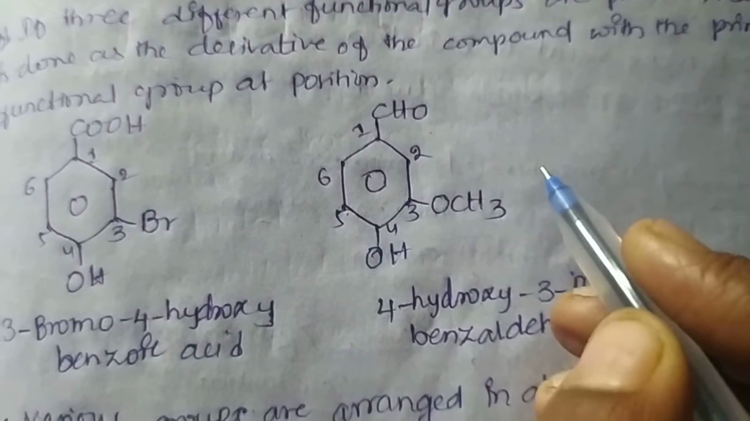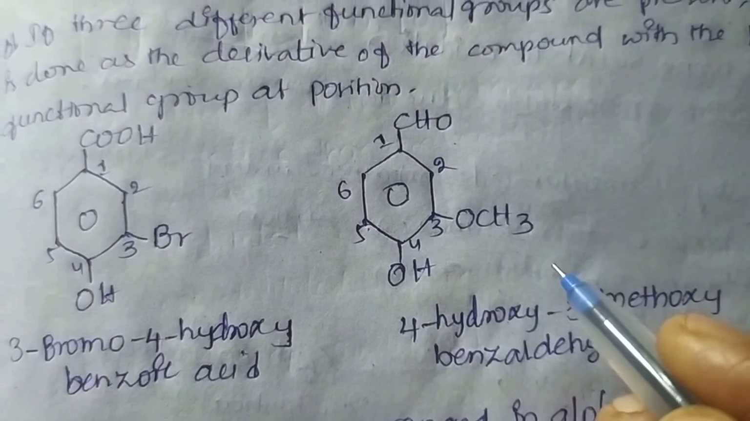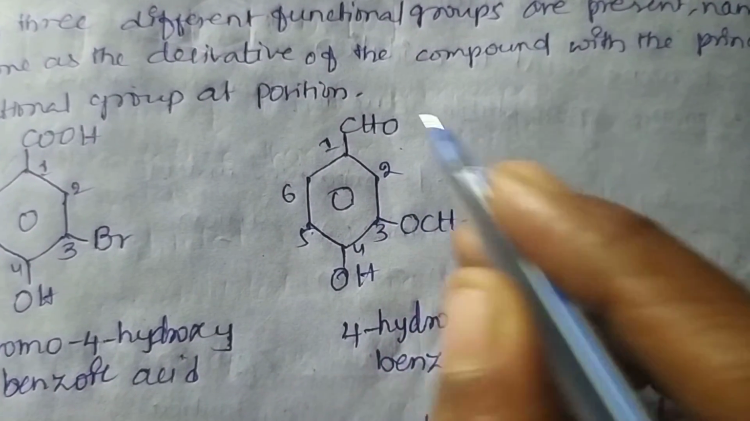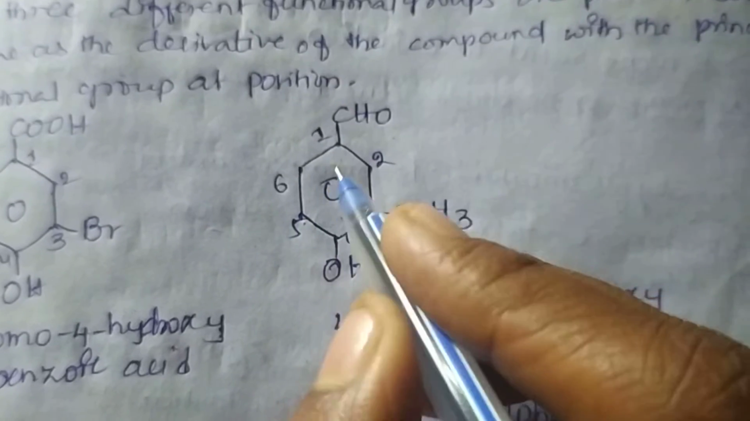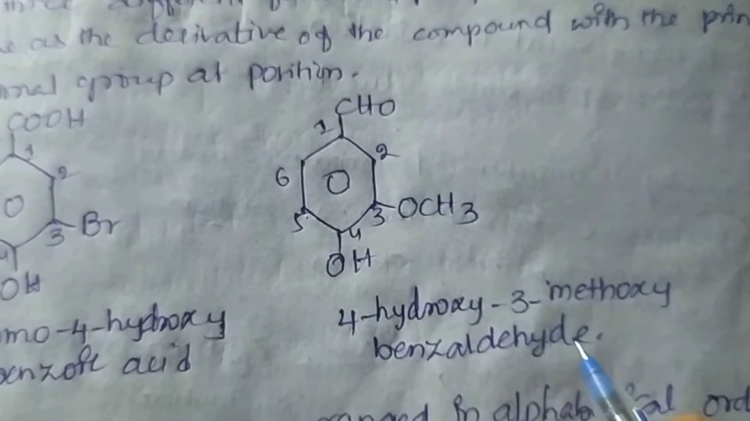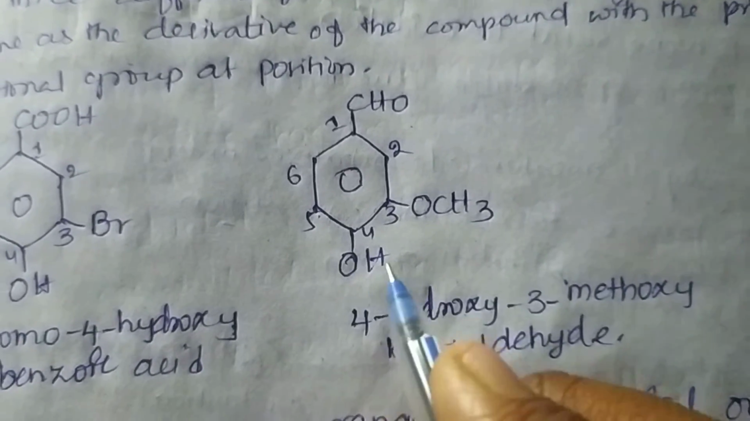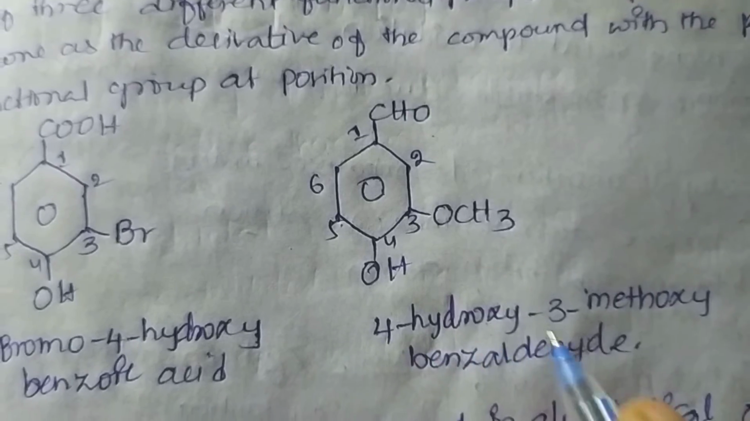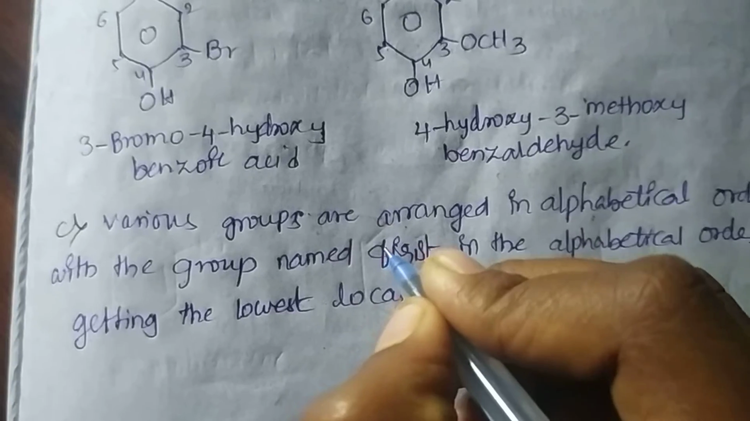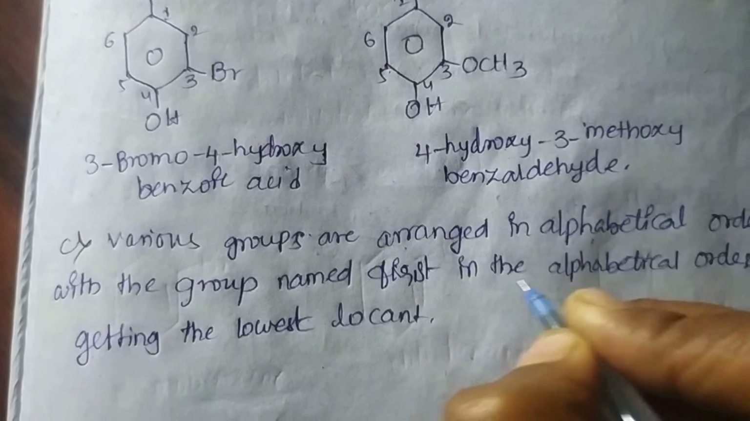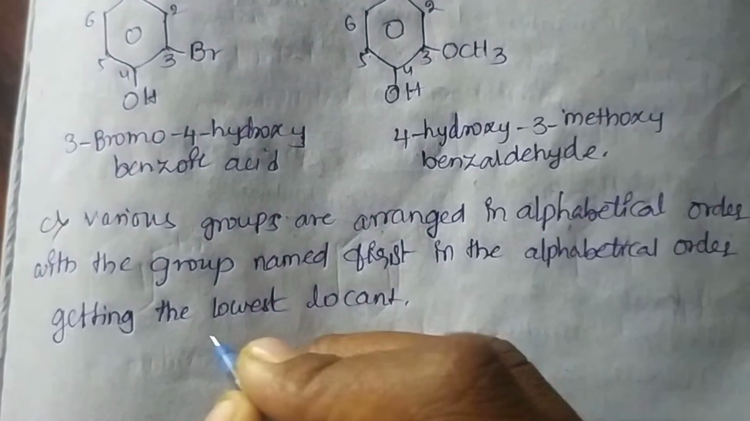And next, in the same manner, an aldehyde group and a methoxy group. So aldehyde is the main. So the name of this main is benzaldehyde. So the third position is a methoxy group, 3-methoxy, and the fourth position 4-hydroxy: 4-hydroxy-3-methoxybenzaldehyde. Various groups are arranged in alphabetical order, with the group named first in alphabetical order getting the lowest locant. So always give the lowest numbering.